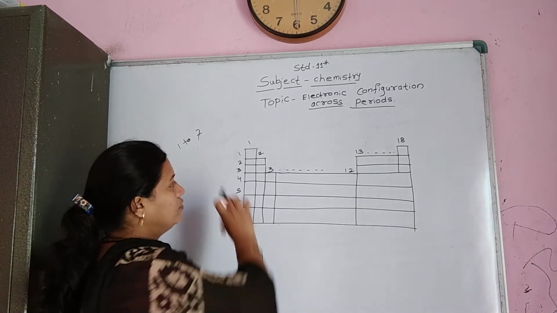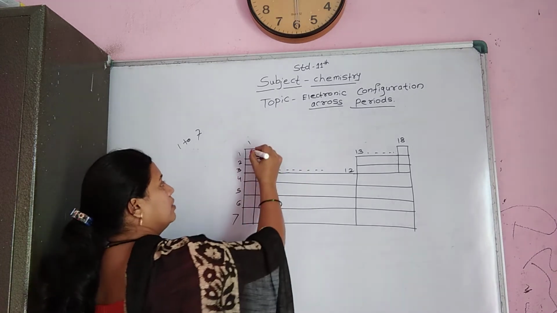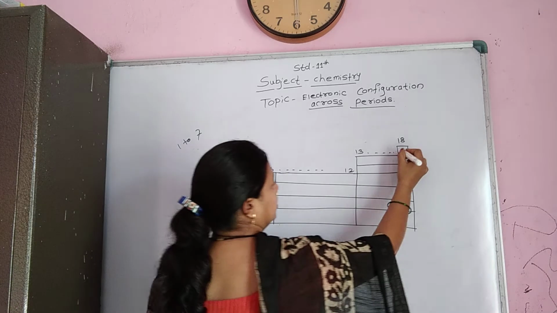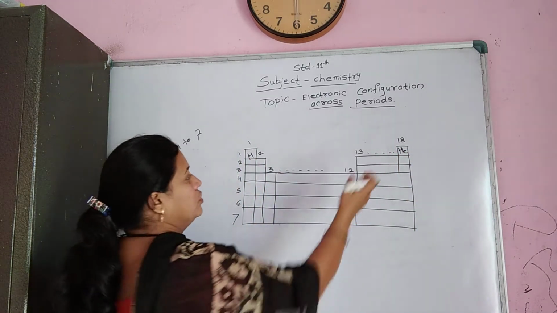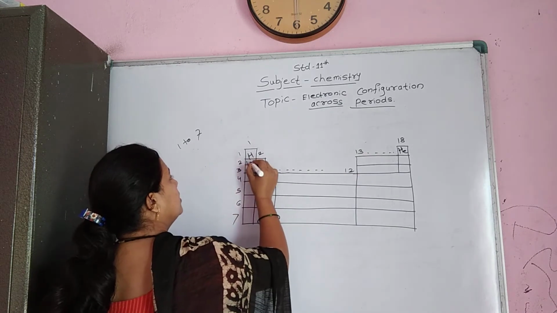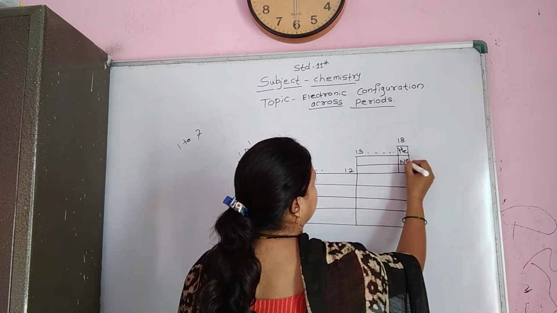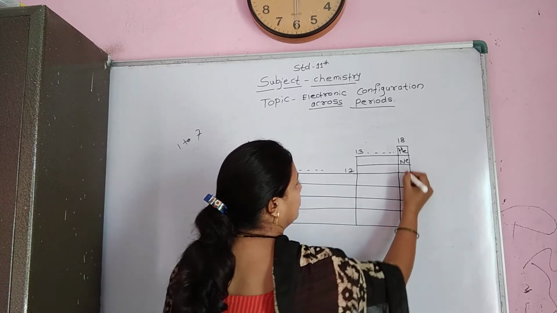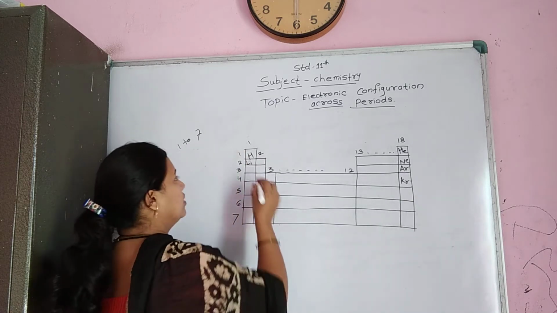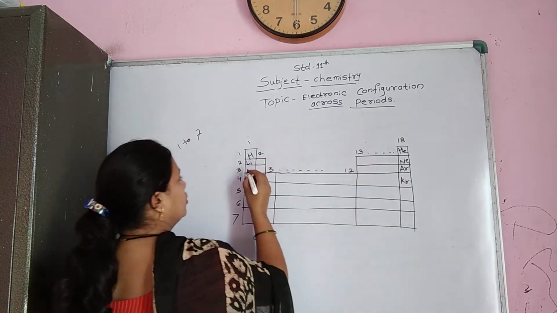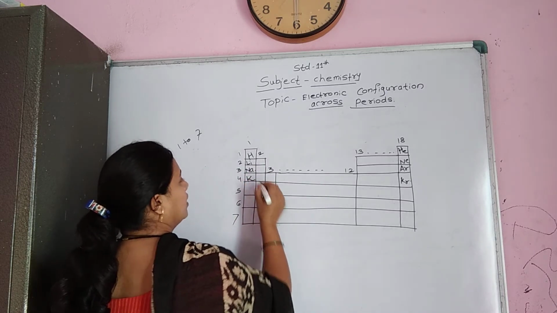When we go from left to right in a period, we observe that the atomic number of the element increases by 1. Here the first element is hydrogen and the second element is helium. After helium, the next element is lithium, and the last is neon. Here argon, krypton. The next element after neon is sodium, after argon K.